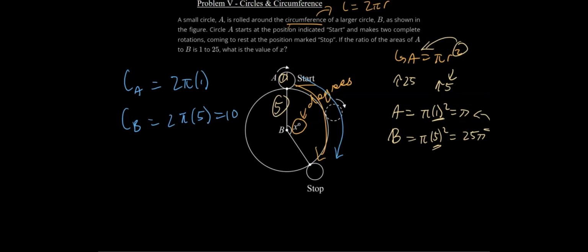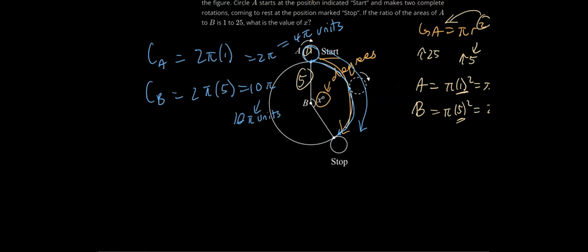Okay, this is 10 pi, this is 2 pi. But we're going around twice. So it's traveling this distance to get to here, and then it's doing it again. So the total distance traveled is 4 pi units. We don't really know what these units are, we just know they're units. So it travels 4 pi units. And the circumference of this is 10 pi units. And we don't need to keep writing units, so I'm going to cross them out now.